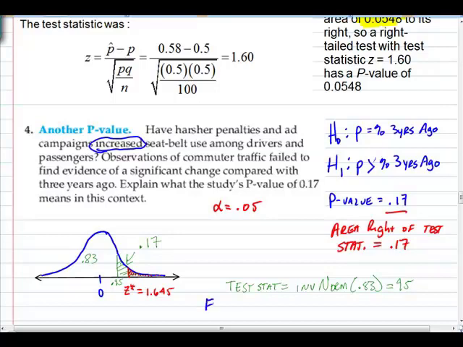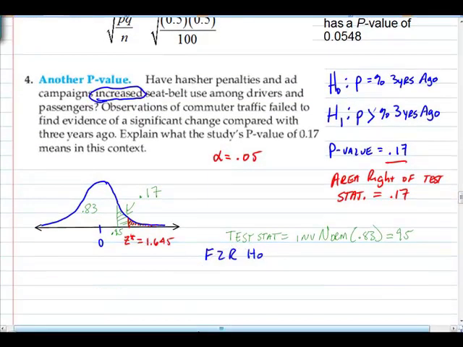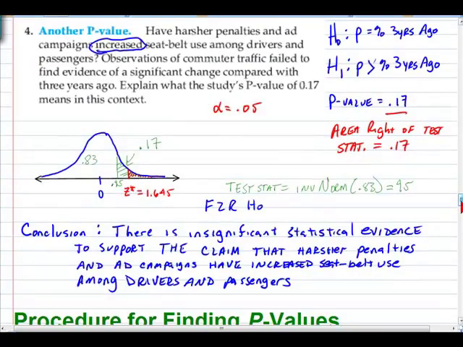Our conclusion here is fail to reject the null hypothesis, but you never want to leave it written that way, just reject or fail to reject. You want to write your conclusion in terms of the original problem. So our conclusion here would be something like this. Here would be the conclusion that you would use.